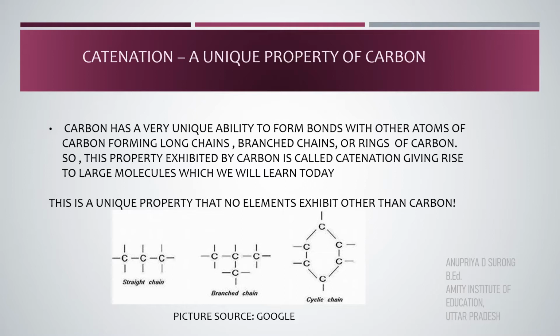Look at the picture, you will find there are three types of chains formed by carbon atoms. In the first one, they form straight or long chains. In the second one, they are forming branched chains where there are many branches. And in the third, rings of carbon, or you can say cyclic chain.